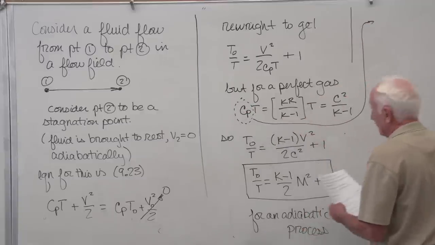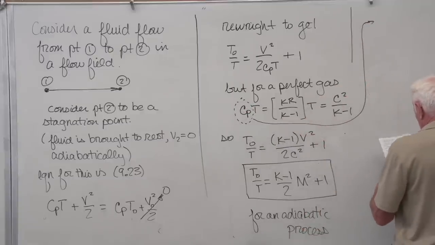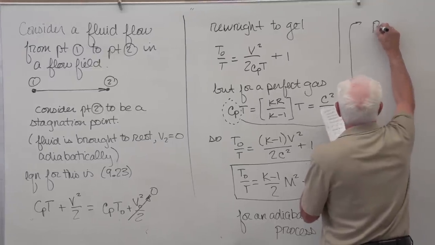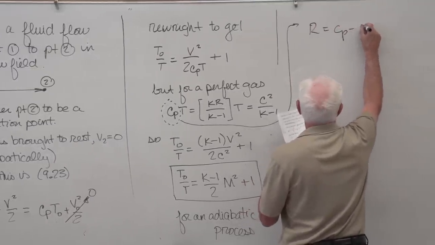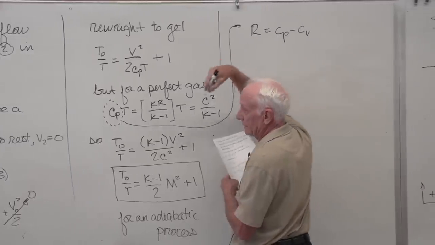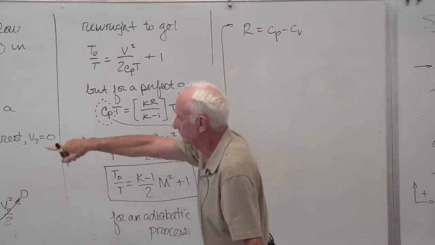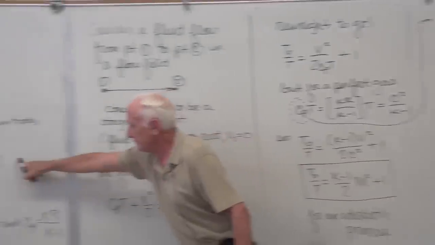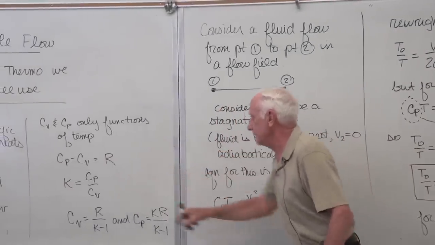I'm going to get that C sub P. Okay. R equals C sub P minus C sub V. Got that. That's earlier on, probably over there somewhere. Yeah, right there. K is C sub P over C sub V.